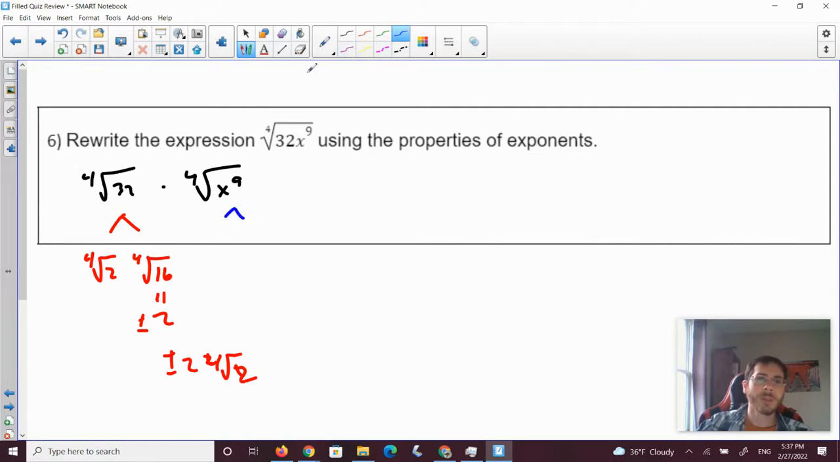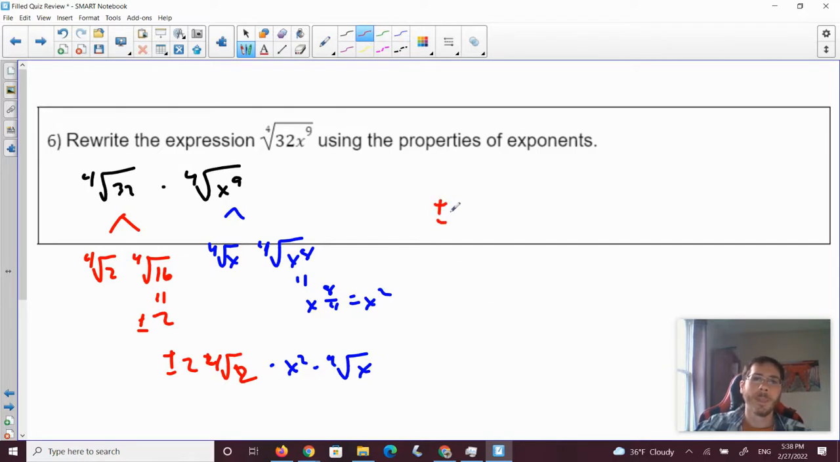For this one, we don't want to break it down. Yeah, let's break it down like that. So we want to find things that have powers of 4. So we could do the fourth root of x, because that doesn't work out. But the fourth root of x to the 8th will work out, because this is equal to x to the 8 over 4, or x squared. So we've got x squared times the fourth root of x. So if we put it all together, we get plus or minus 2 x squared, fourth root of 2 x.